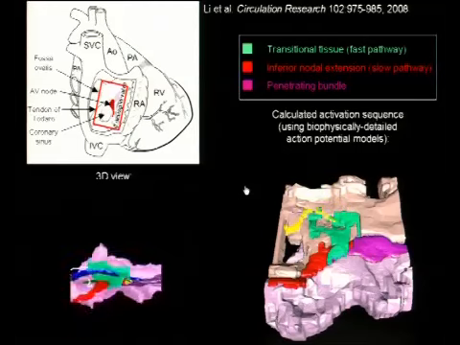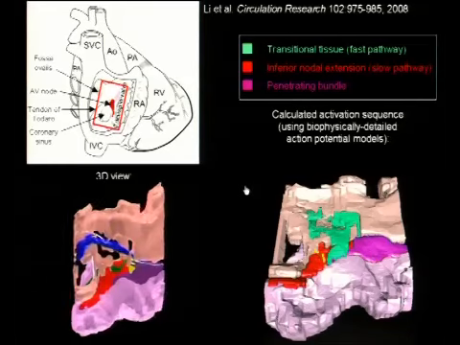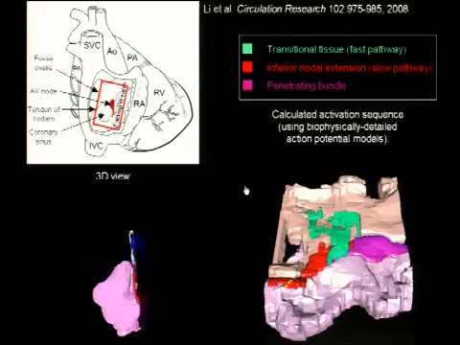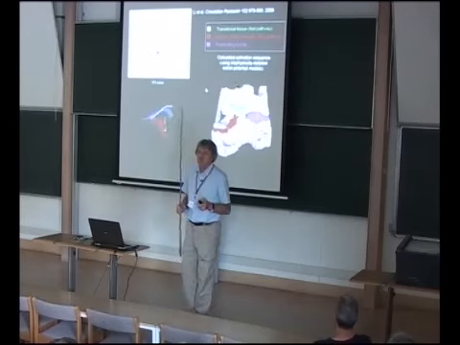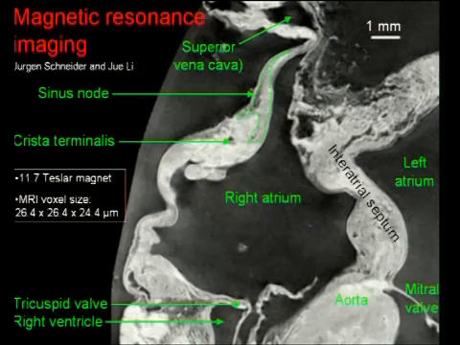Again, we're using this model to compute action potential conduction. Here we have used biophysically detailed action potential models. And you're watching a simulation here of a common arrhythmia that Alan mentioned, atrioventricular nodal reentrant tachycardia. Now, these two models were both based on histology and immunolabeling of marker proteins.